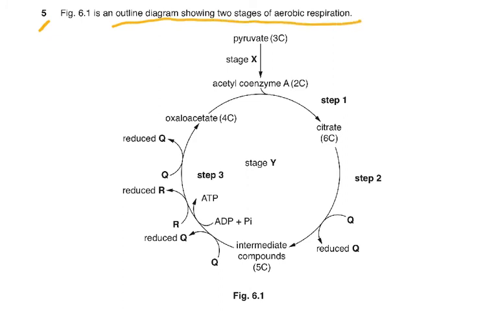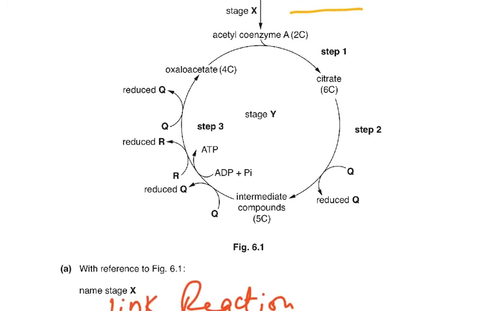So you see pyruvate to acetyl-CoA, this is a link reaction, and then we have got the Krebs cycle, and you can see step 1 citrate is formed, and then citrate. Step 2 Q becomes reduced Q, so there's reduced NADH, and then we have again Q, and then we have reduced R, and then we have reduced Q. So if you know that it's NAD and FAD.